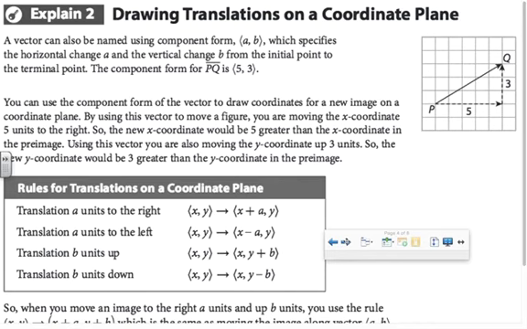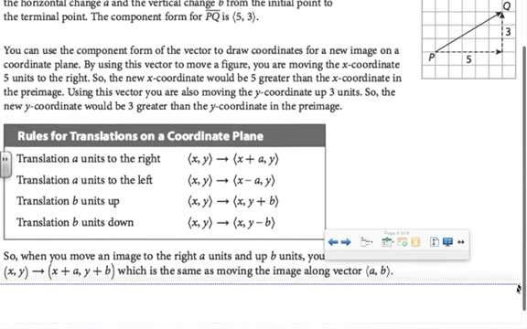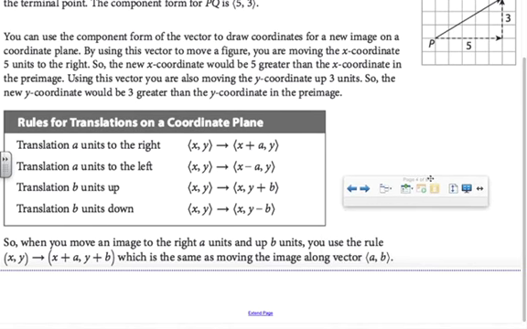So we can use component form of a vector to draw the coordinates for a new image. And you see what the rule would look like if I'm moving something to the right, if I'm moving something to the left, up or down. Notice if I'm moving something to the right or left, I have something going on in my x's, whereas if I'm moving something up or down, I have something going on with my y's. So it gives you two ways to look at a translation.